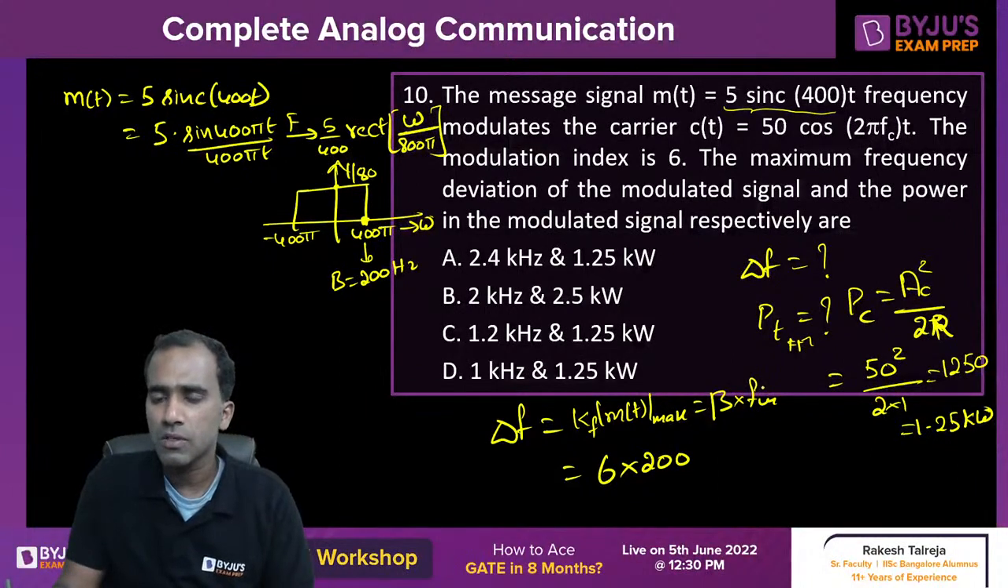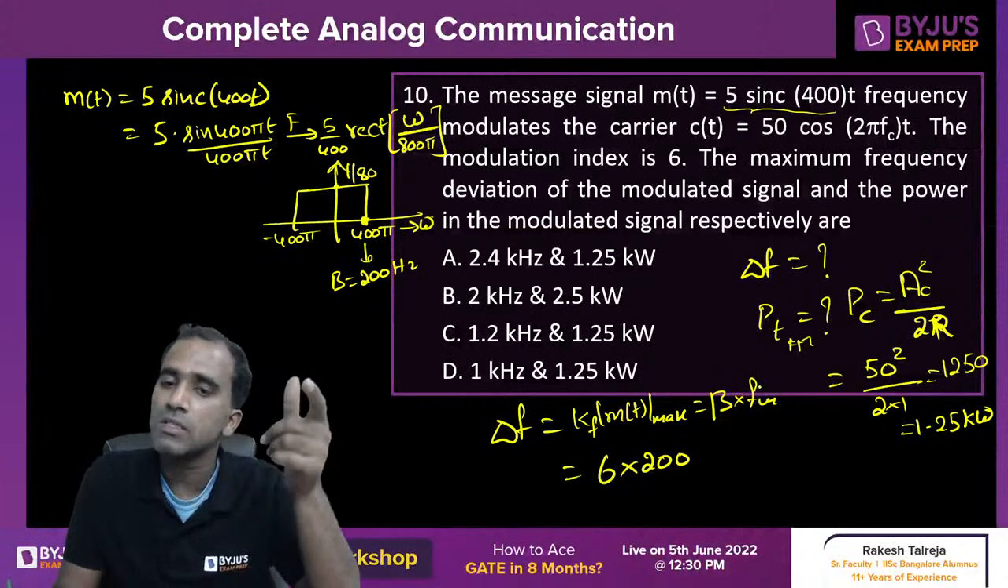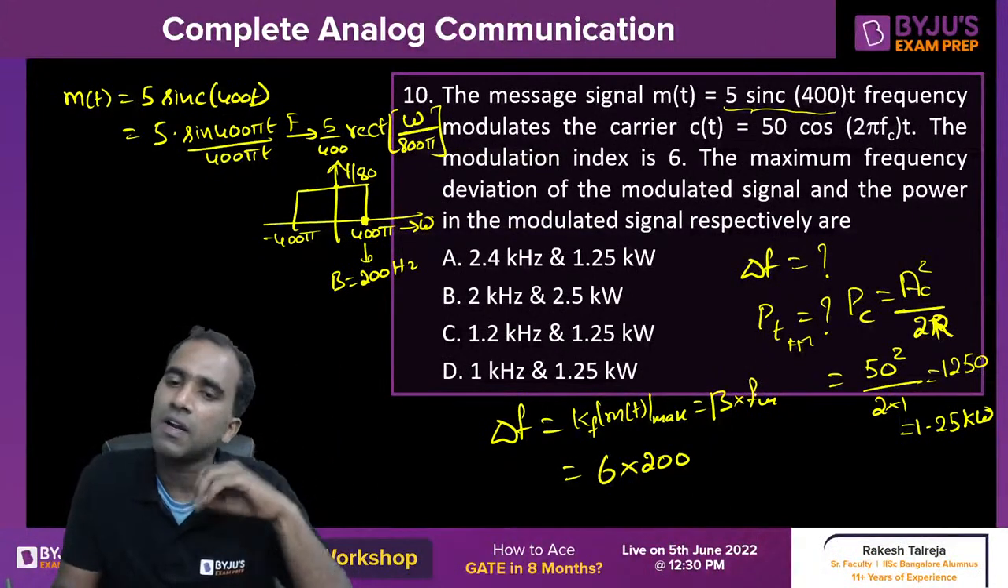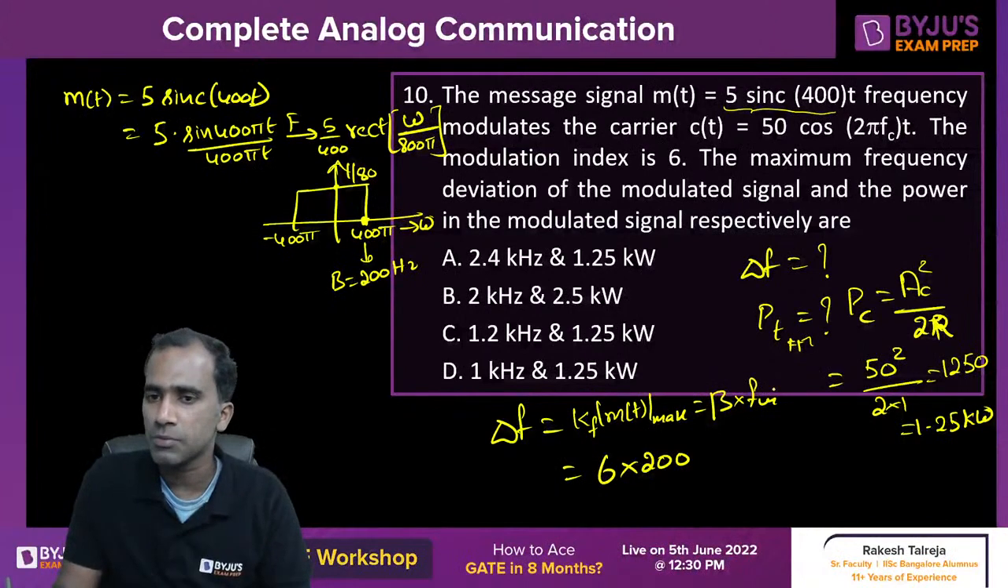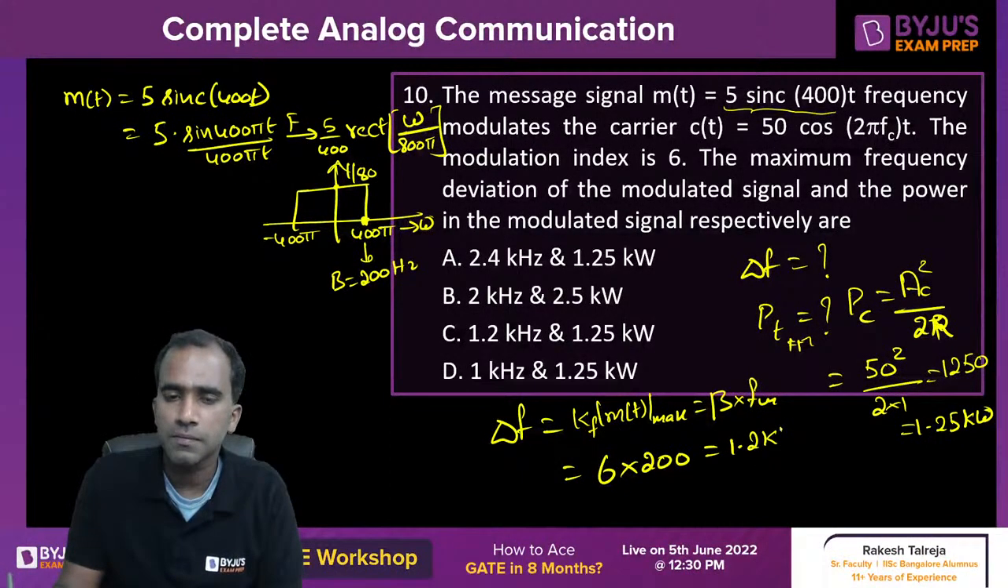Whenever we use Fm in the formulas, it means the frequency of the message. For sinusoidal signals, we have written this formula and taken the notation as Fm. But for other messages, you can take the highest frequency and substitute in place of Fm, or the bandwidth of the message, which here gives 1200 hertz or 1.2 kilohertz. So frequency deviation is 1.2 kilohertz and power is 1.25 kilowatt. Answer is option C.